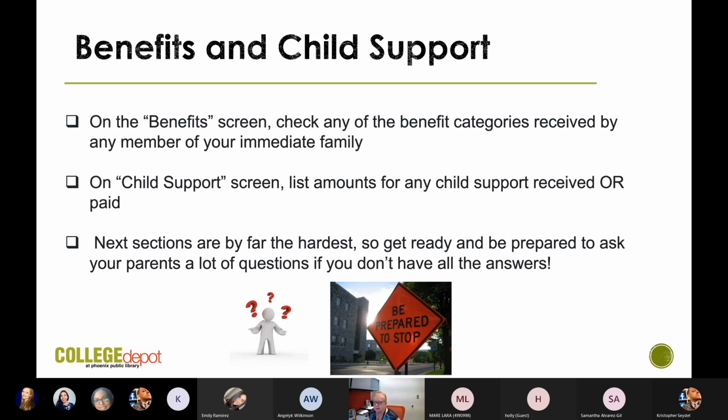There is a benefits screen that you will encounter after you talk about your parents' other income and benefits. The parent benefits screen looks a whole lot like the FAFSA. If anyone in your family who is dependent on your parents has earned or received any of these benefits in 2020 or 21, you want to mark the box. Then on the next screen, you will be told whether or not you qualify for a fee waiver.